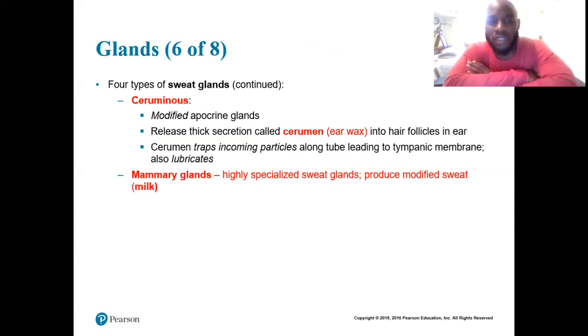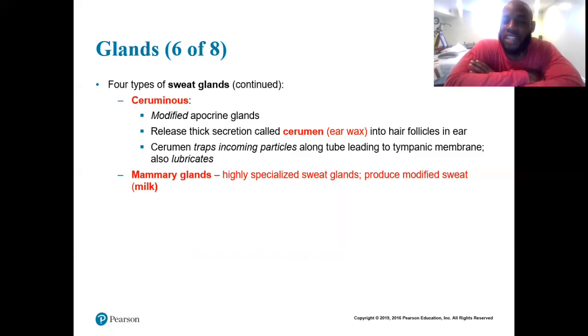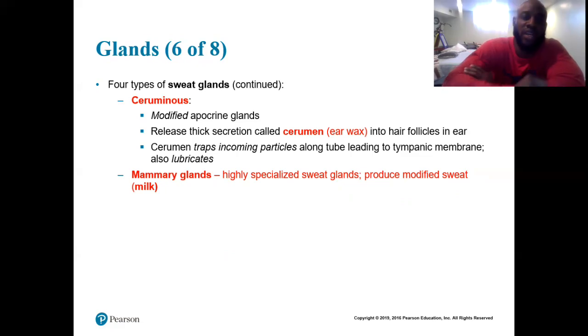We have ceruminous glands, modified apocrine glands, that release a thick secretion called cerumen, which is earwax. Everybody knows you have earwax. It's something that we have to periodically clean. It releases into the hair follicles in the ear. That's considered a type of sweat gland, earwax. It does have an importance.